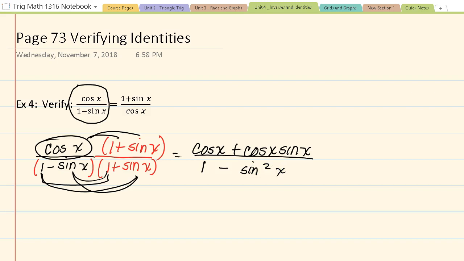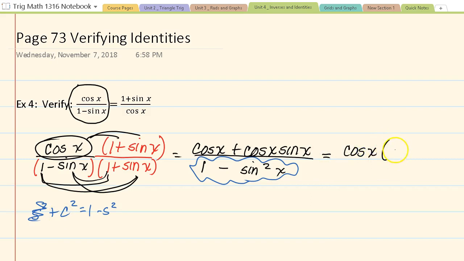Then we can probably recognize that this guy right here is from our Pythagorean identity of sine squared plus cosine squared is equal to 1. I have 1 minus sine squared. That means that's equal to cosine squared. So we'll rewrite that. So this becomes cosine of x, and I'm going to undo my multiplication, 1 plus sine of x. So essentially, instead of doing this part, I came back and rewrote this guy. You'll see why in just a second.